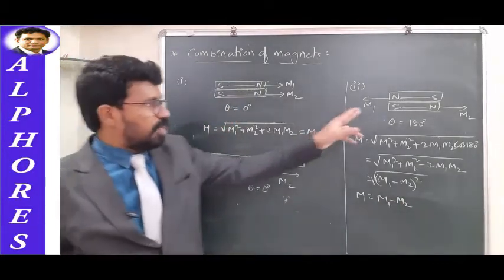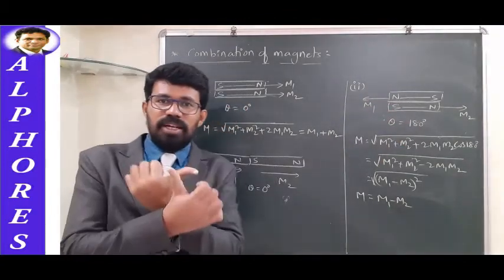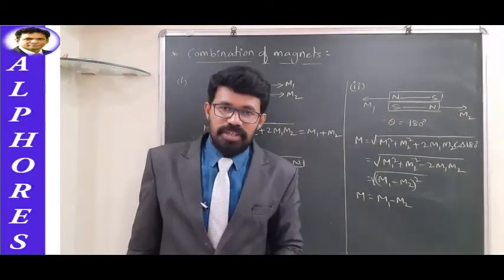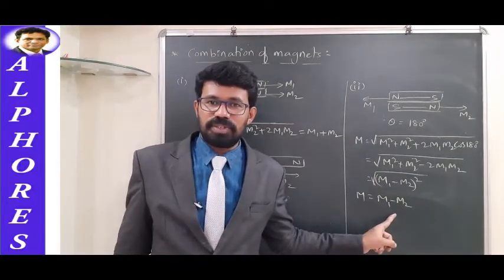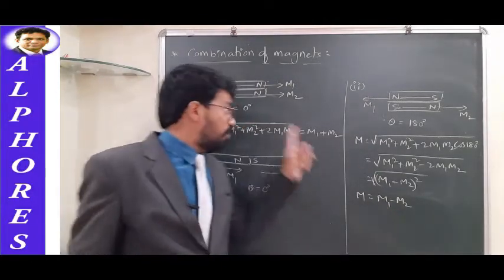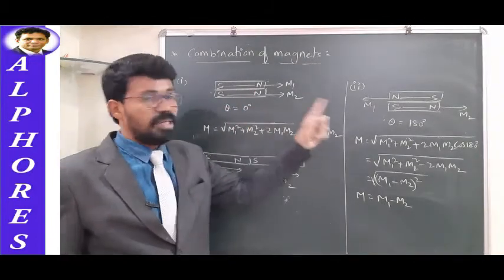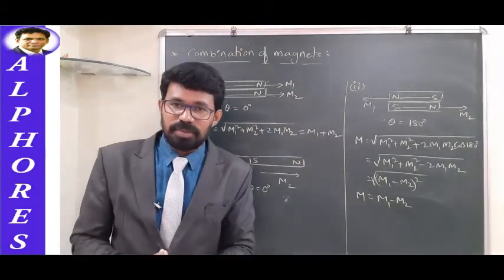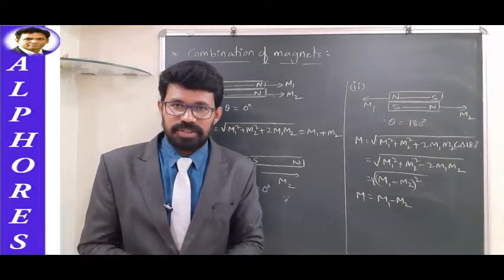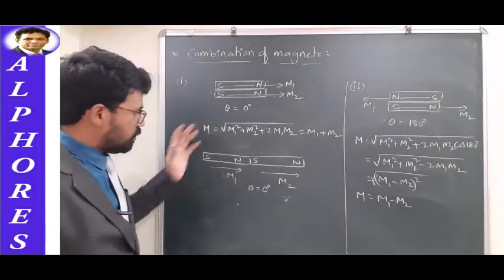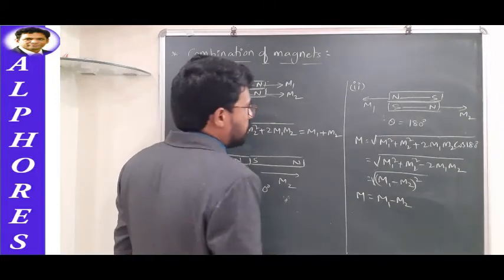Remember, if both the magnets are arranged like this, with their magnetic moments opposite in direction, then the resultant magnetic moment will be equal to the difference between the magnetic moments of individual magnets. If both the magnetic moments are along the same direction, the resultant magnetic moment will be simply the sum of the individual magnetic moments. Okay, so now I'm going to change the orientation a little bit more.